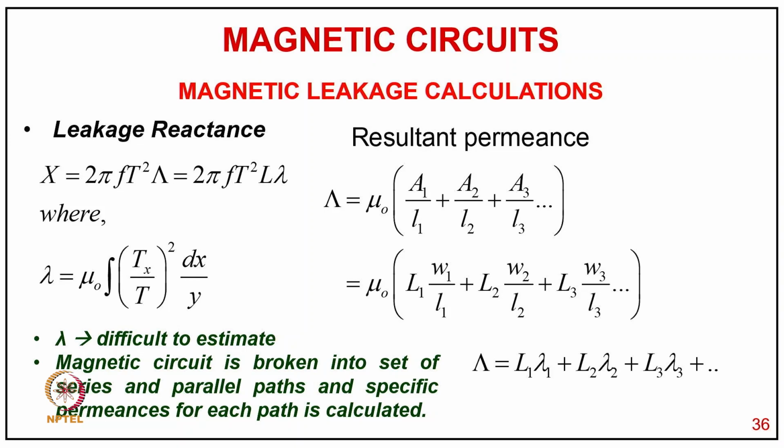So the magnetic circuit is broken into sets of series and parallel paths, and the specific permeance of each path is calculated. As you can see, rho equals mu 0 times the resultant permeance, that comes A1 upon L1 plus A2 upon L2 plus A3 upon L3, or mu 0 times L1 W1 upon L1 plus L2 W2 upon L2 plus L3 W3 upon L3 plus other parts. That becomes permeance rho equals L1 lambda 1 plus L2 lambda 2 plus L3 lambda 3 plus other parts.